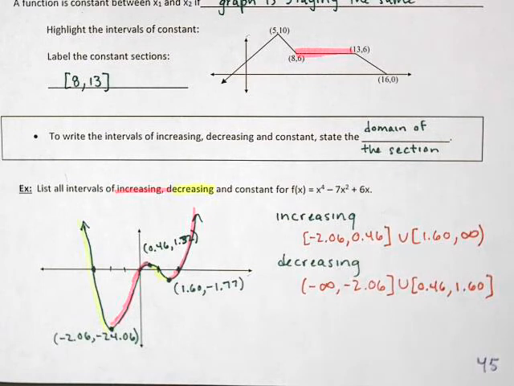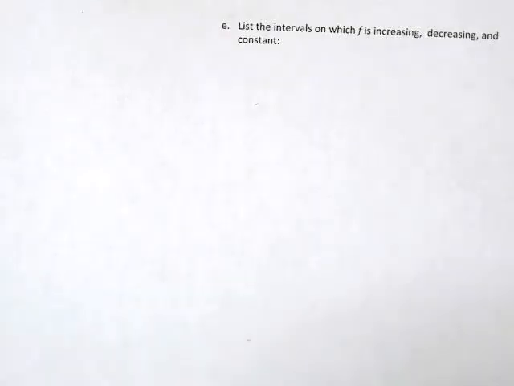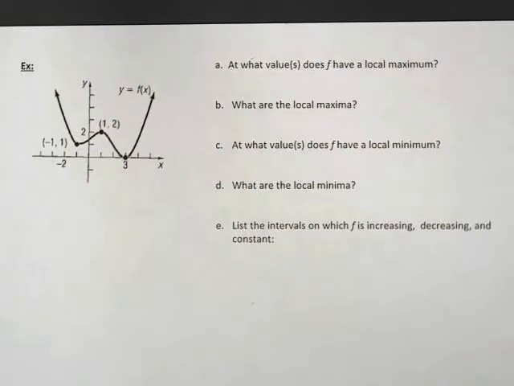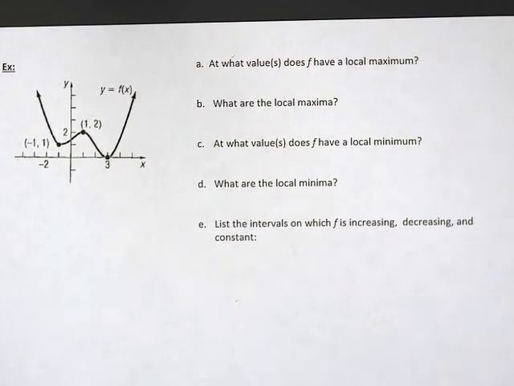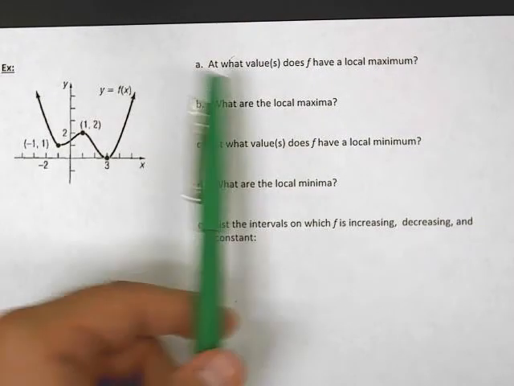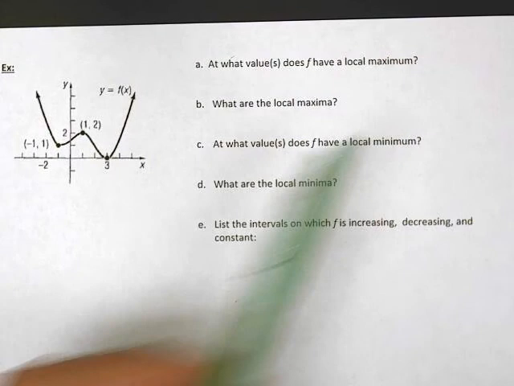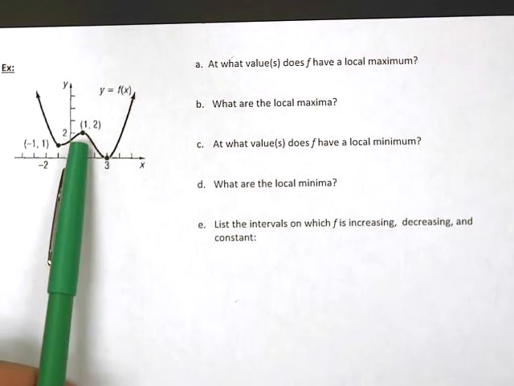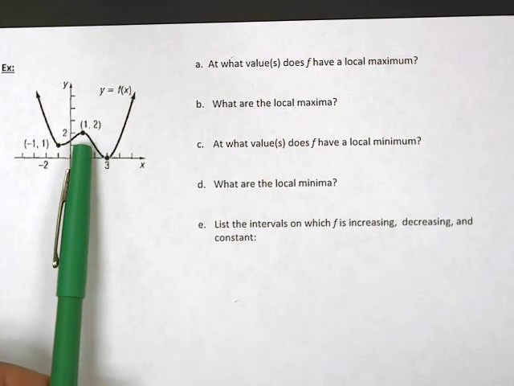All right, I know this one's running a little long. We're going to finish up. I'm going to try and go quick on this last one, and we will be done. Okay, excuse me. So, to finish up here, we have a graph. Let's kind of see what's going on here. All right, so at what values does f have a local maximum? Well, not here. I only see 1, right? This is the only place on my graph that is a local maximum.